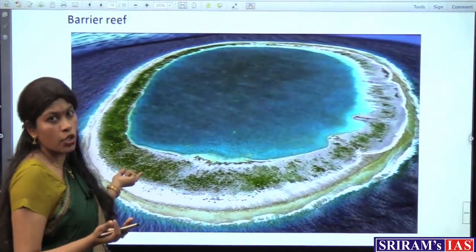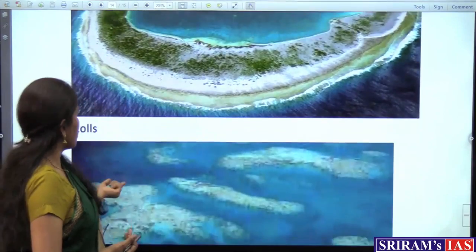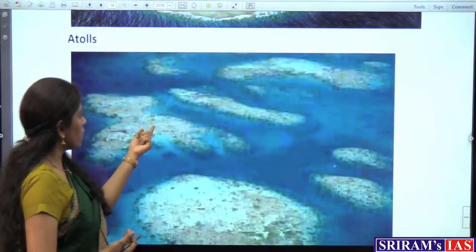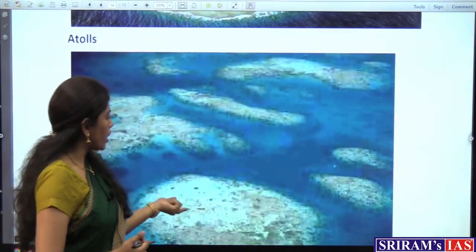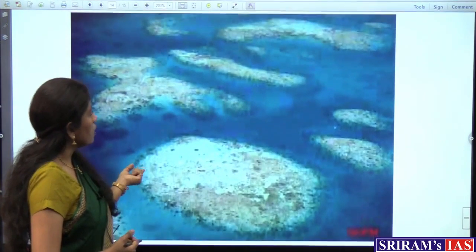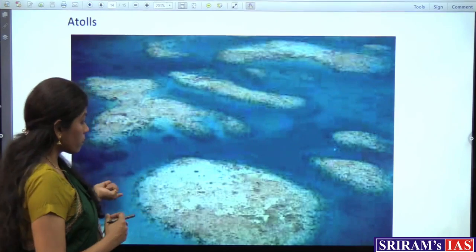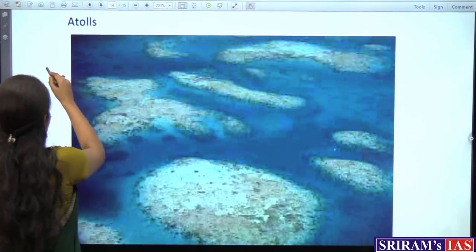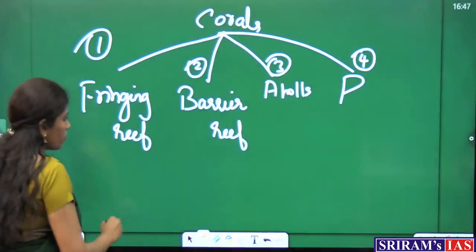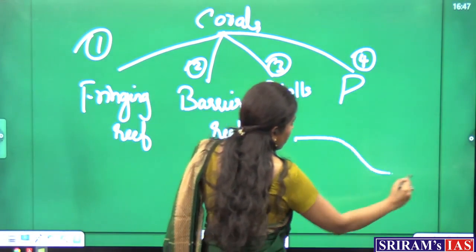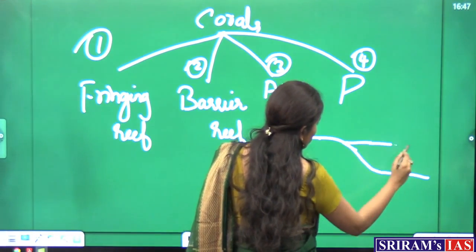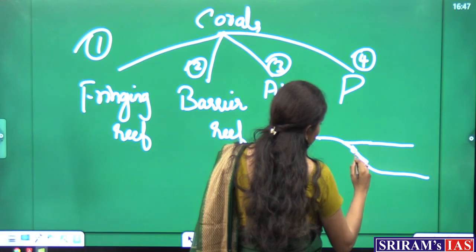Next is patch reef. Last one is patch reef. As you can see, this is patch reef. Okay. So, patches here and there, you are finding small patches. Mostly these will grow from the continental shelf. Continental shelf means, where this is the continent, here the water covers some certain area, this is called continental shelf.